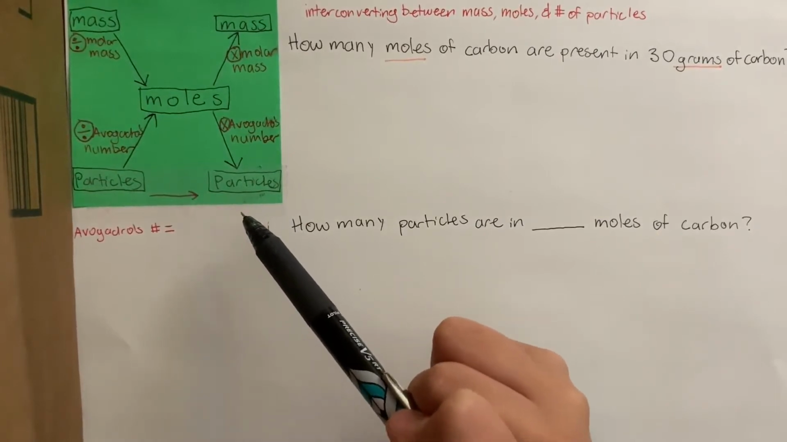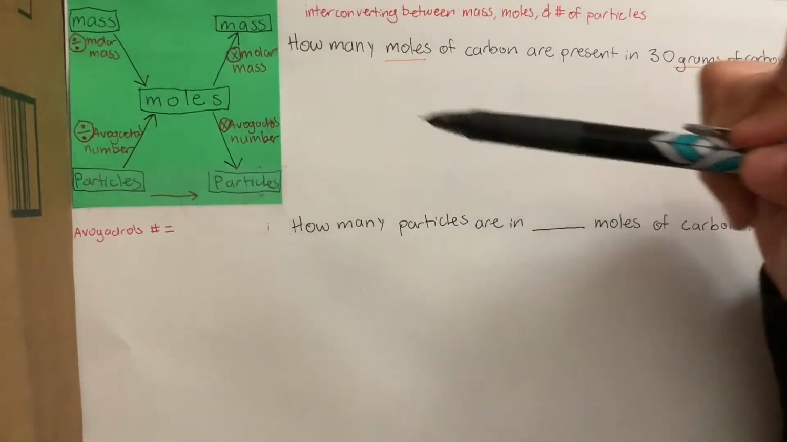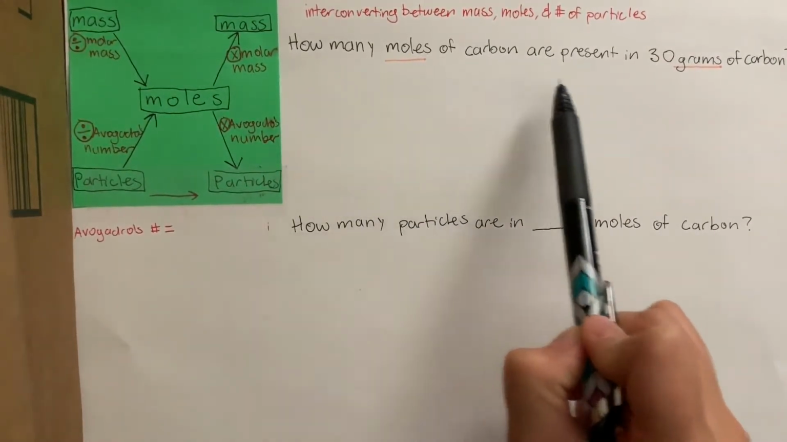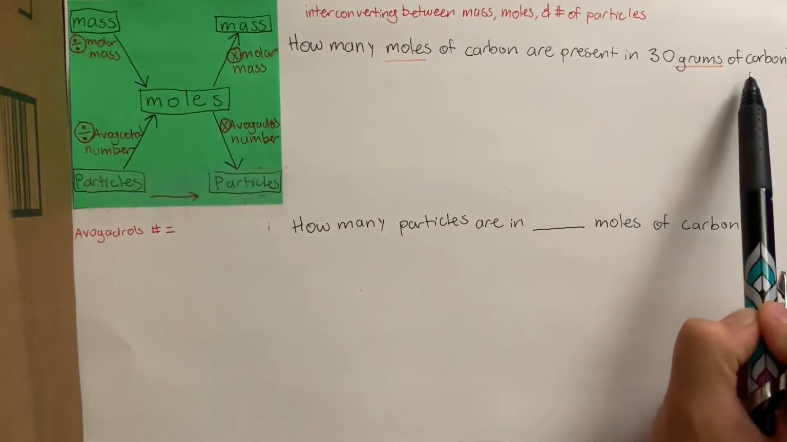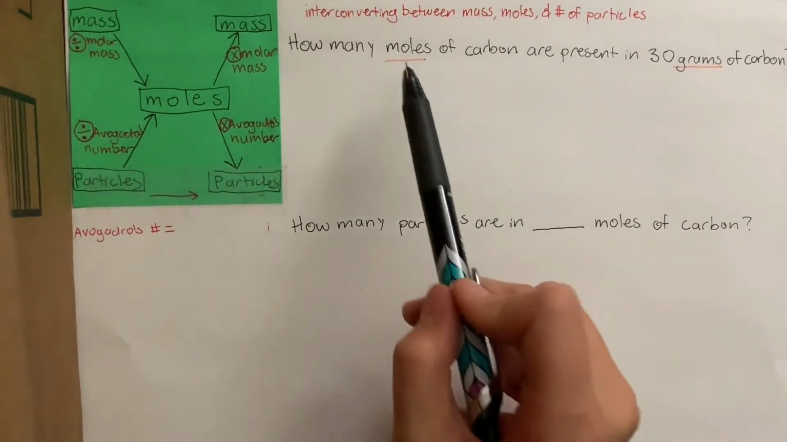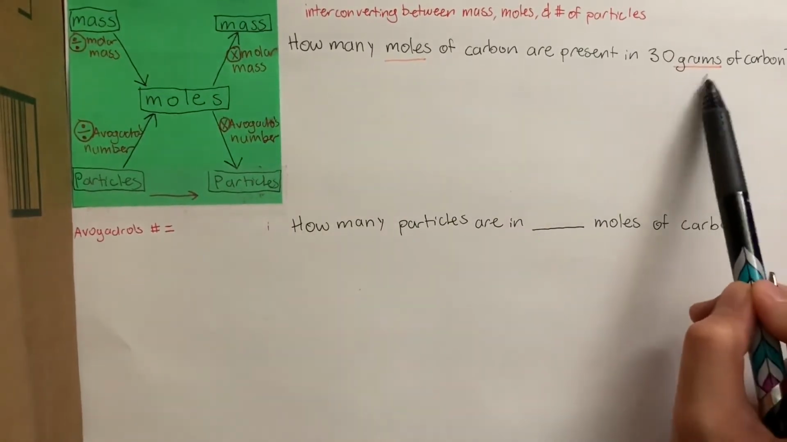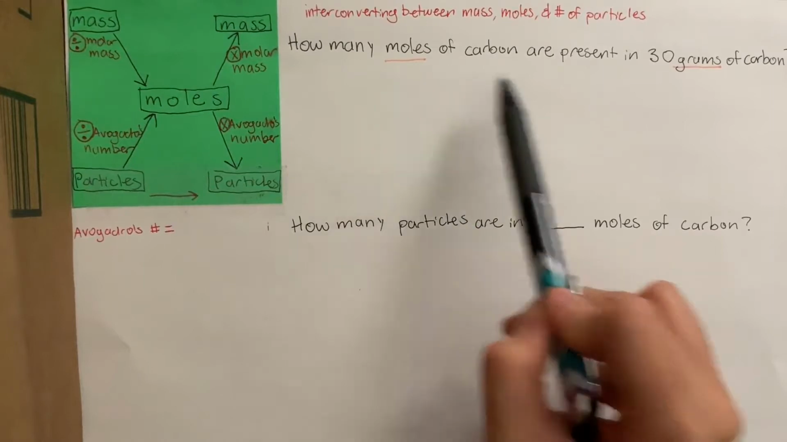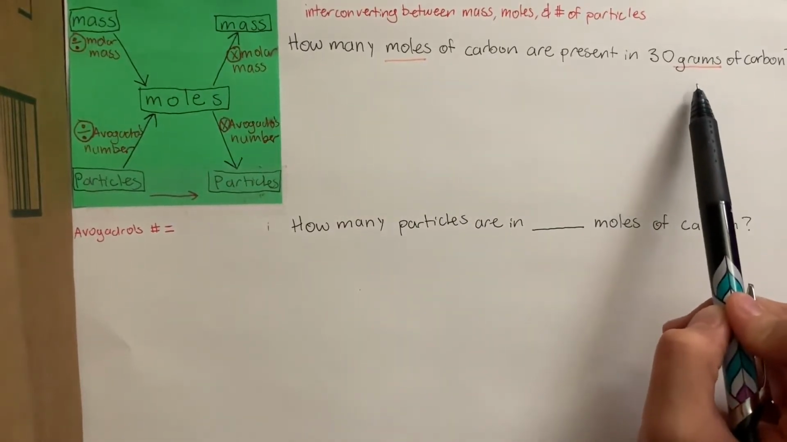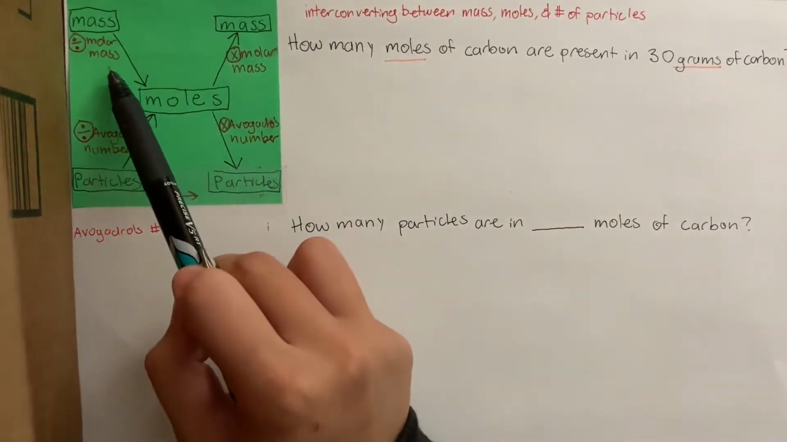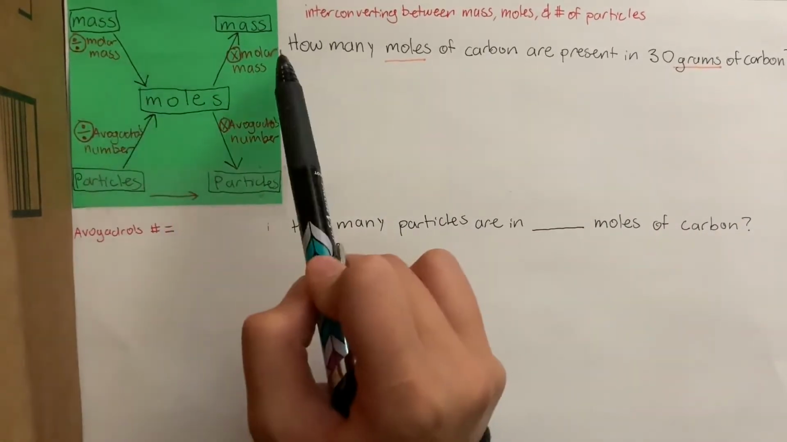So let's see this diagram in action by solving this problem. We're asked how many moles of carbon are present in 30 grams of carbon. So what are we doing? We are interconverting between moles and grams, and to do this, we need a conversion factor. And the only conversion factor that incorporates moles and grams is the molar mass. So what is the molar mass?